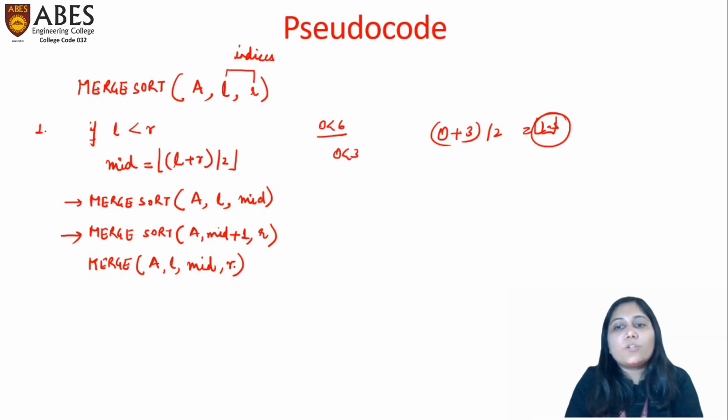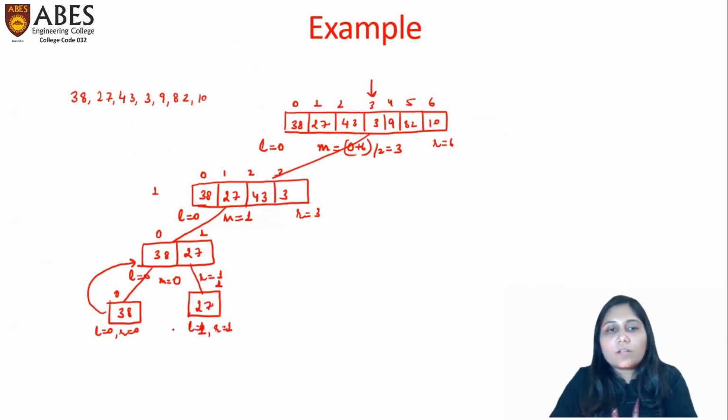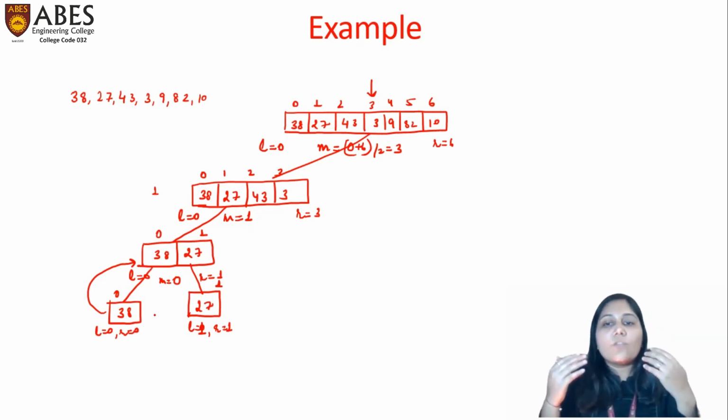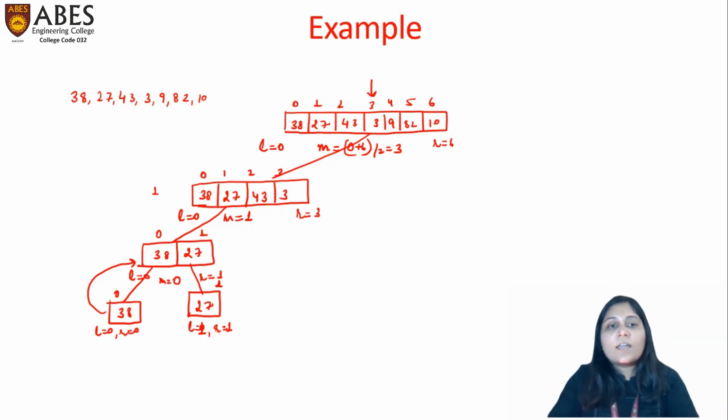Now this is going to be my third step: the merging of two sorted arrays. Now you see the two sorted arrays: 38, a single element, so we expect it to be sorted. Obviously it is a sorted array. And this is 27, which is already sorted. So what we can do is combine them like this.